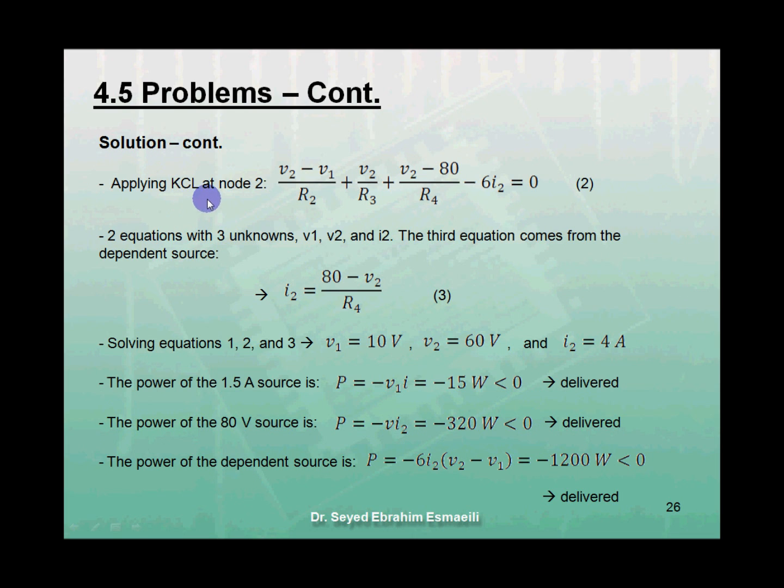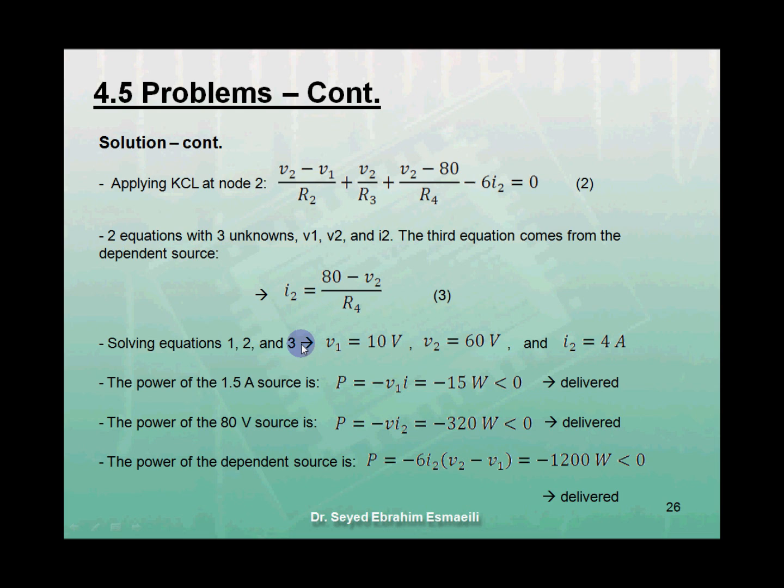Applying KCL at node 2, we get (V2 minus V1) over R2 plus V2 over R3 plus (V2 minus 80) over R4 minus 6 I2 equals 0. We have two equations with three unknowns, V1, V2, and I2. The third equation comes from the dependent source constraint, where I2 equals (80 minus V2) over R4.